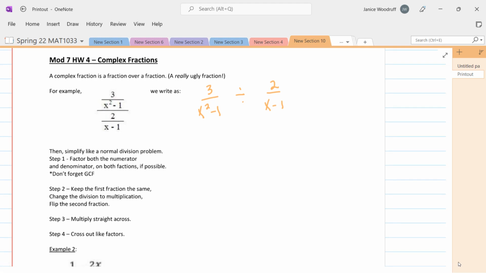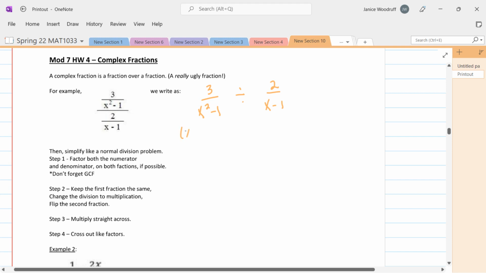So step 1, factor both the numerator and denominator. So on this first one, I can factor that x squared minus 1 to x plus 1, x minus 1. And that's all I can factor. Then I'll keep the first fraction the same. Change to multiplication. Flip the second fraction. So x minus 1 will go on the top, 2 on the bottom.